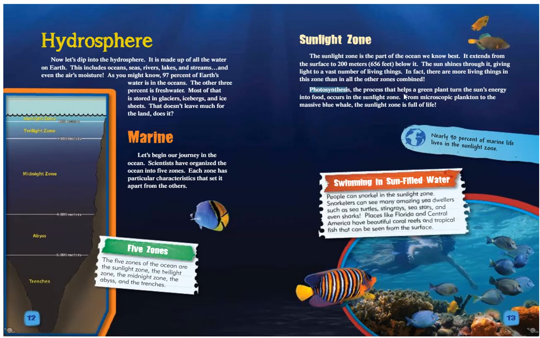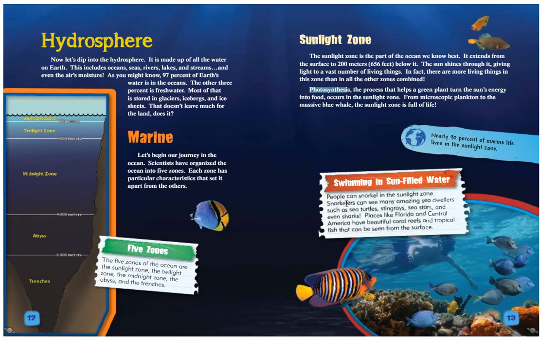Photosynthesis, the process that helps a green plant turn the sun's energy into food, occurs in the sunlight zone. From microscopic plankton to the massive blue whale, the sunlight zone is full of life. Nearly 90% of marine life lives in the sunlight zone, and that's because they are swimming in sun-filled water.